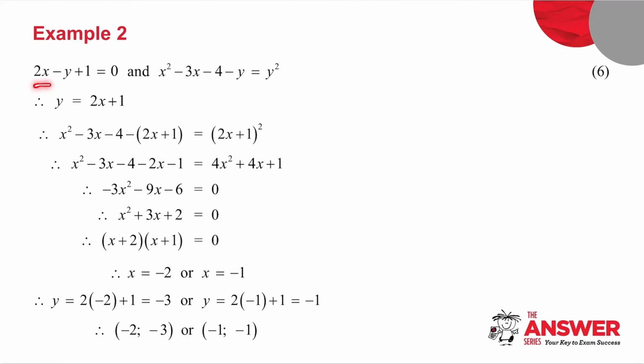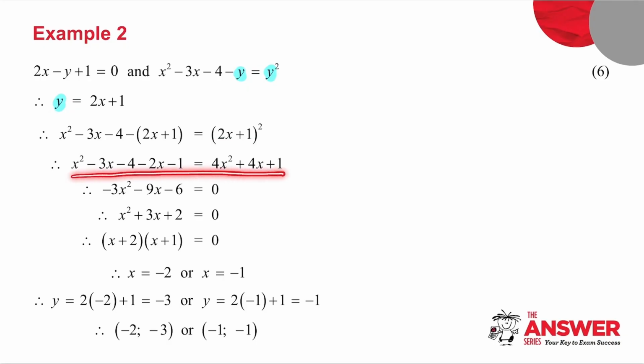I take the linear equation and I make either x or y the subject of the formula. If I can avoid fractions, I do. So in this example, I'm going to make y the subject of the formula, and I get that y is equal to 2x plus 1. That y is exactly the same as these y's. So in place of these two y's, I'm going to put 2x plus 1. And that is what I get.